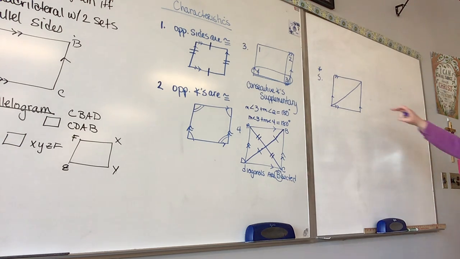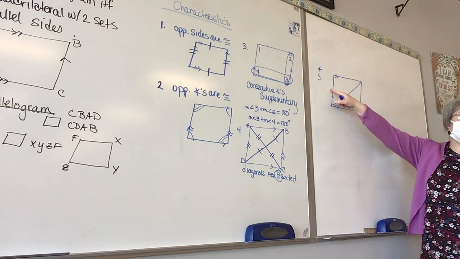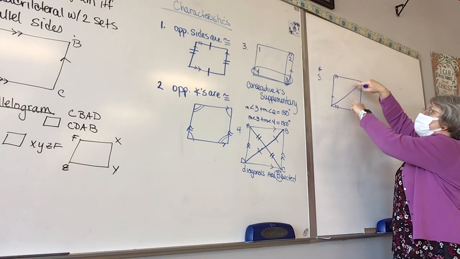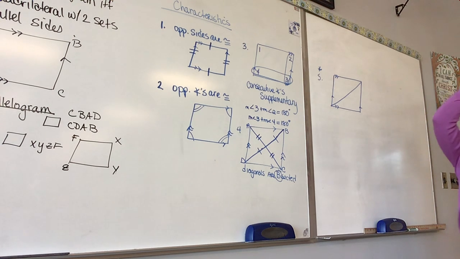Yeah, we got two congruent triangles, absolutely, because opposite sides are congruent. So we have a side congruent to a side congruent to a side, and a reflexive side, so SSS, that's beautiful. That was really good. What else do you notice?